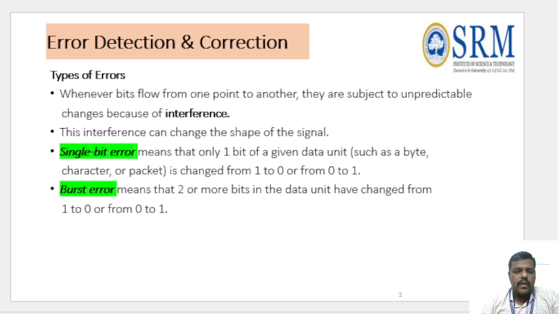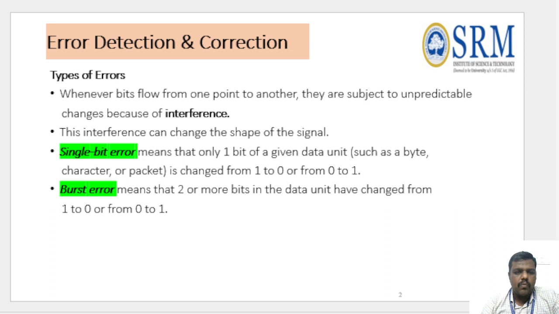Here we'll try to find out what types of errors we have and how we can overcome or correct those errors if they occur. With that, we'll categorize the errors which occur in our computer networks into two types. One is called single bit error and another one is called burst error.